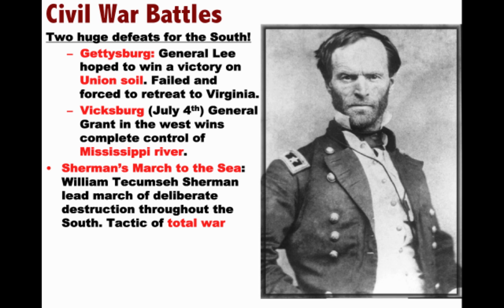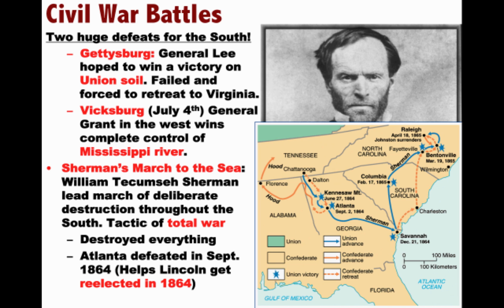He leads a march of deliberate destruction throughout the South, and this is the strategy known as total war. And as he goes through the South, especially Georgia, he is destroying everything, including the infrastructure of the South, and eventually Atlanta is defeated in September of 1864.